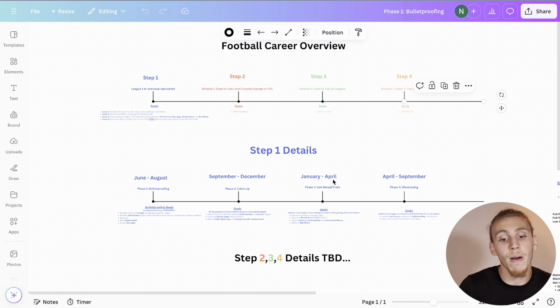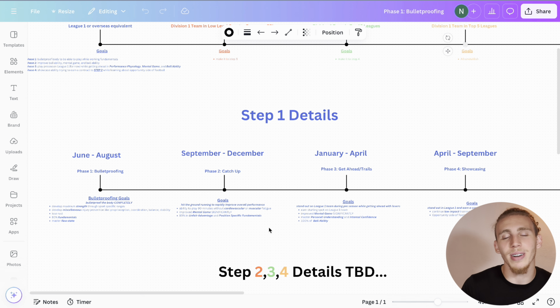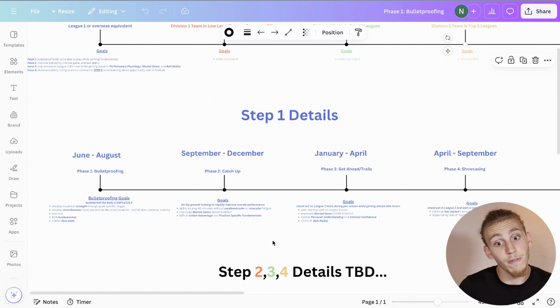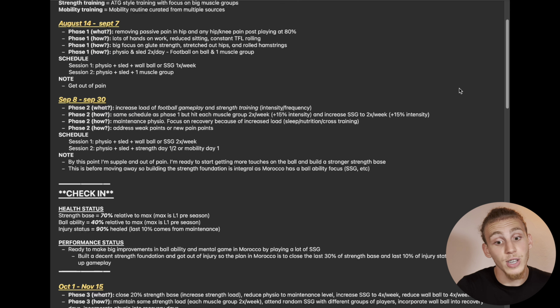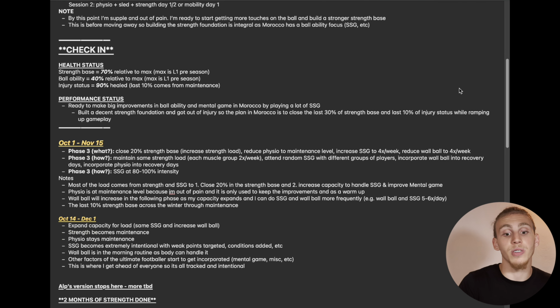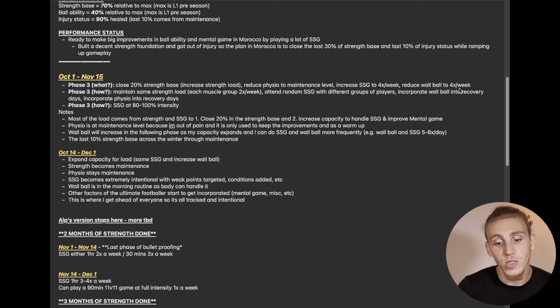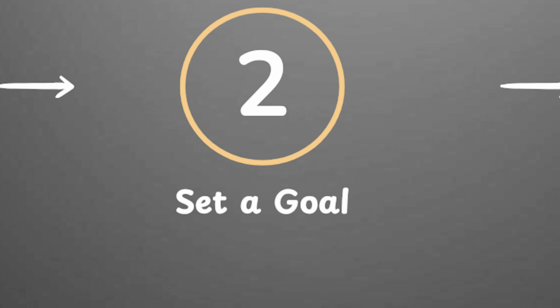So right here is a month-to-month breakdown of all the things I want to accomplish. I'm kind of exposing myself right now, but I really feel like it's necessary to show you a visual representation of my goals. And I even have a note that shows the exact workouts I'm going to do on what exact days. So my goal was to be able to play an entire game pain-free by September 2024. And that's what I accomplished.